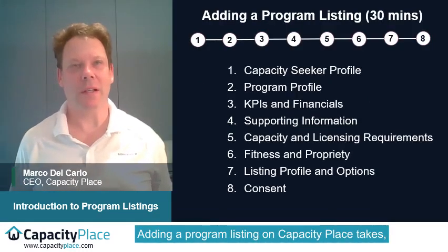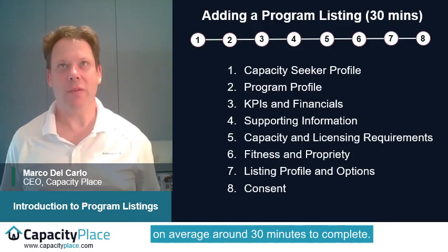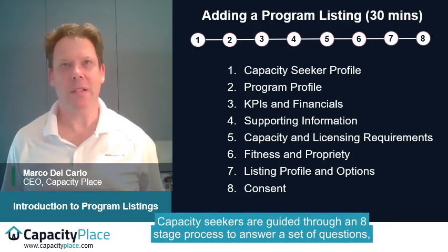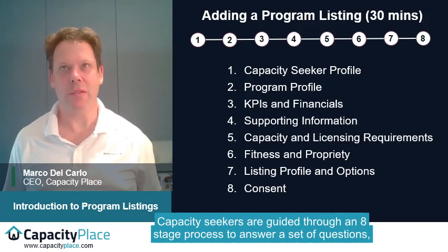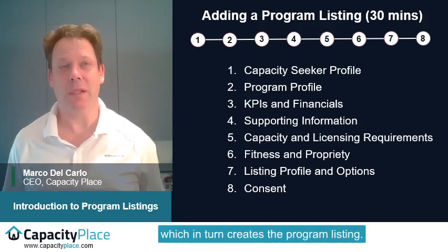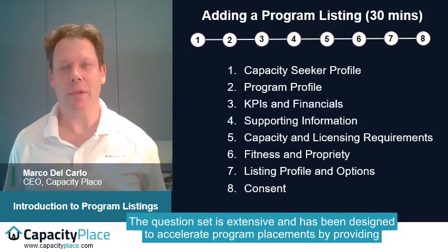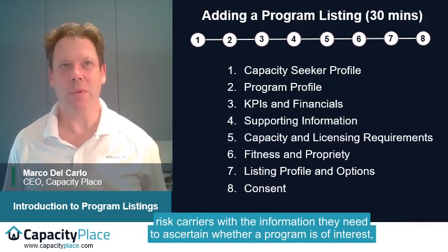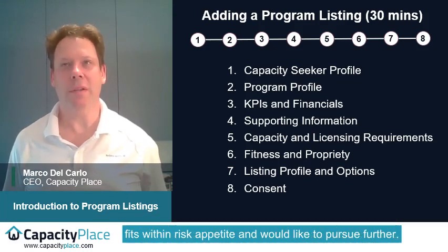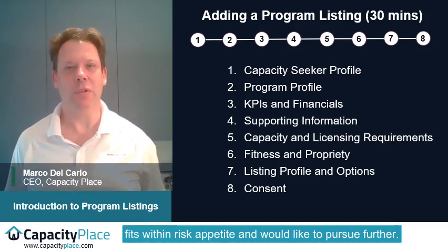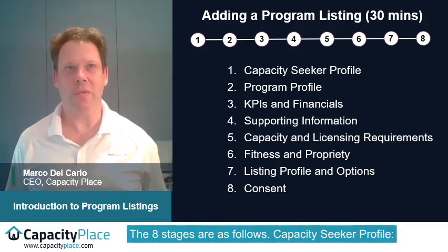Adding a program listing on Capacity Place takes on average around 30 minutes to complete. Capacity seekers are guided through an 8-stage process to answer a set of questions, which in turn creates a program listing. The question set is extensive and has been designed to accelerate program placements by providing risk carriers with the information they need to ascertain whether a program is of interest, fits within risk appetite, and would like to pursue further. The 8 stages are as follows.